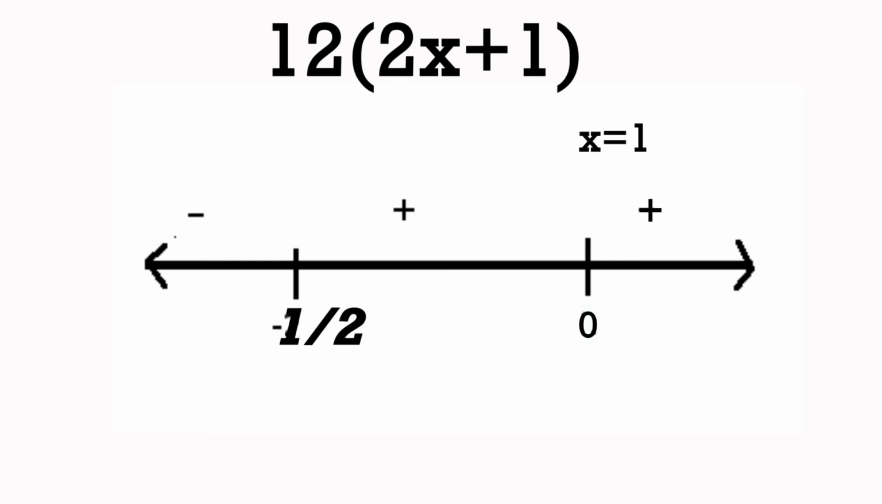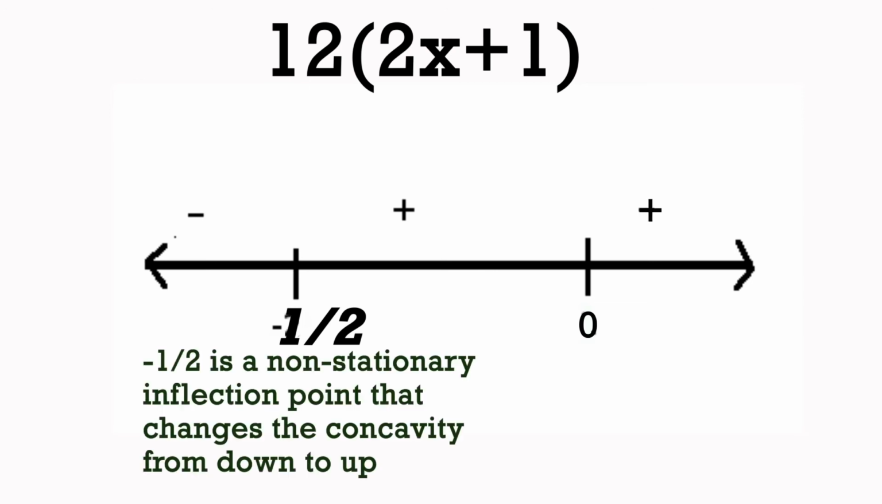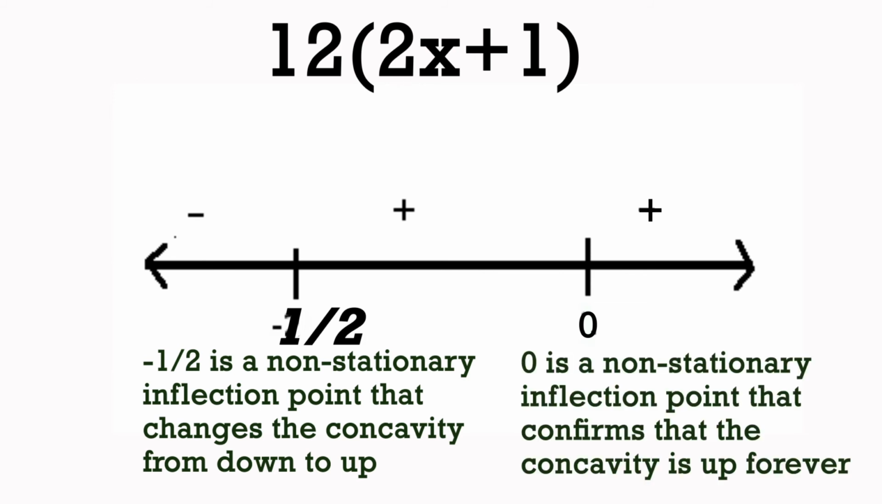And finally, let's plug in a number greater than 0. Let's do 1. The outside is always positive, and the inside this time also gets us a positive. So negative 1/2 is a non-stationary inflection point that changes the concavity from down to up. 0 is a non-stationary inflection point that confirms that the concavity is up forever.